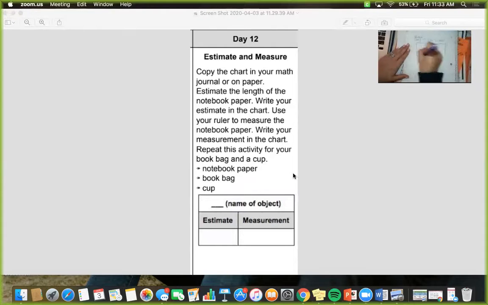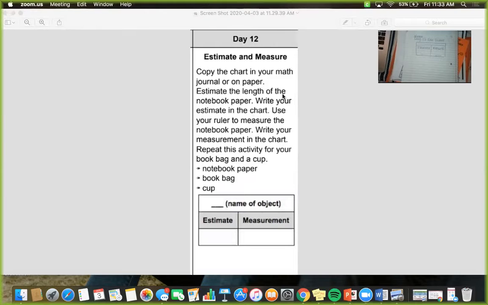It looks like a big box, and then it has a space for the name of the object, and it has two boxes on the bottom. It says estimate and measure. Now let's continue reading.